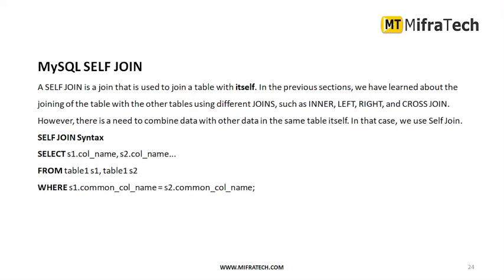We want to combine the data inside the table only, or inside the database only. Inside the table we have to join, we use the self join. Select S1 column name, S2 column name from table where S1 column name equals S2 column name. It will join the 2 columns.